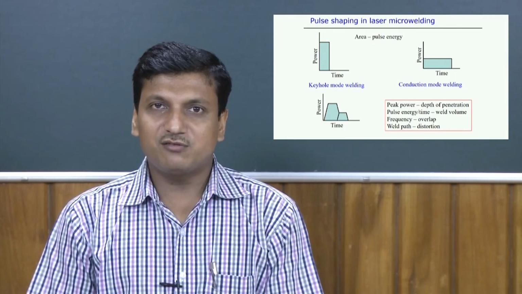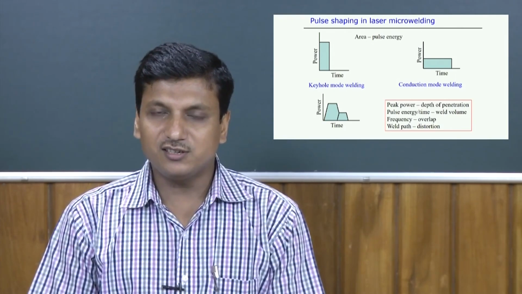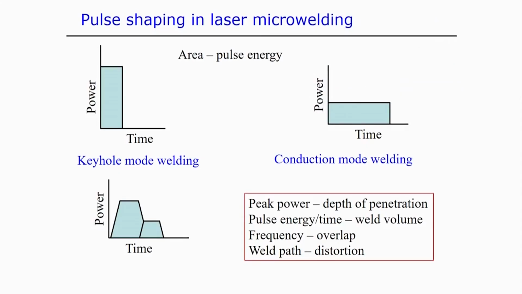So let us investigate how the shape of the pulse influences laser welding processes. In the first figure, the pulse is rectangular, but the pulse duration is small and the peak power is very high. When peak power is very high and pulse duration is small, this type of pulse is more suitable for keyhole mode laser welding, because within a short span of time there is a release of a huge amount of laser energy. So that is suitable to produce a high depth of penetration in the substrate material.